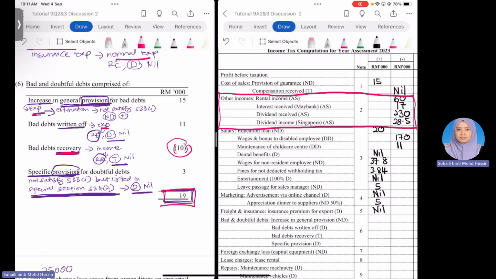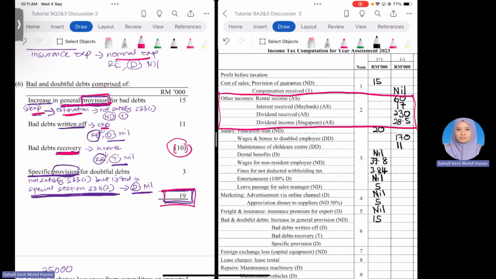But in the taxation, we know that increase in general provision is only an estimated amount, and does not satisfy section 33 subsection 1. So this amount of 15,000 ringgit that you already deducted in the SOCI is not allowed for deduction in the taxation. So we have to add back 15,000 ringgit.